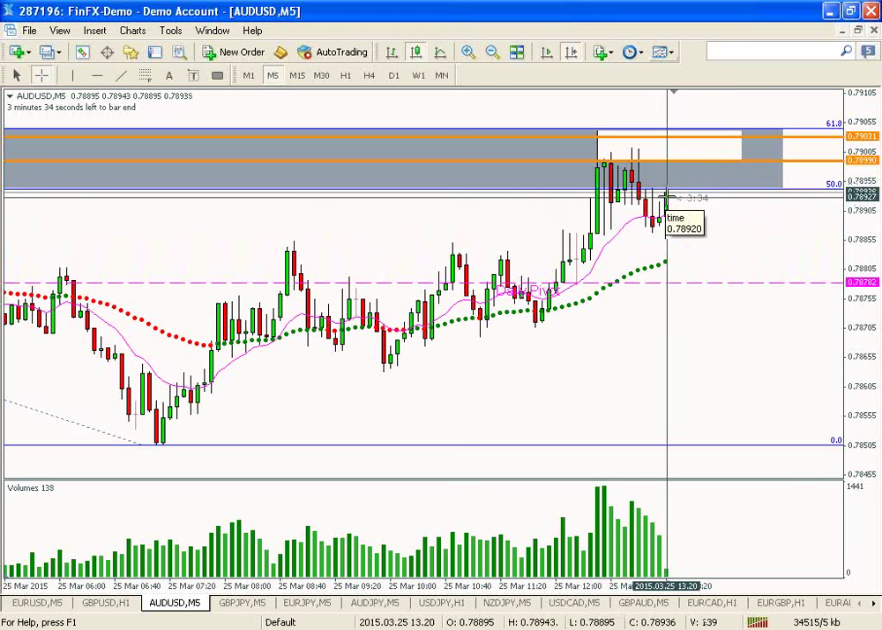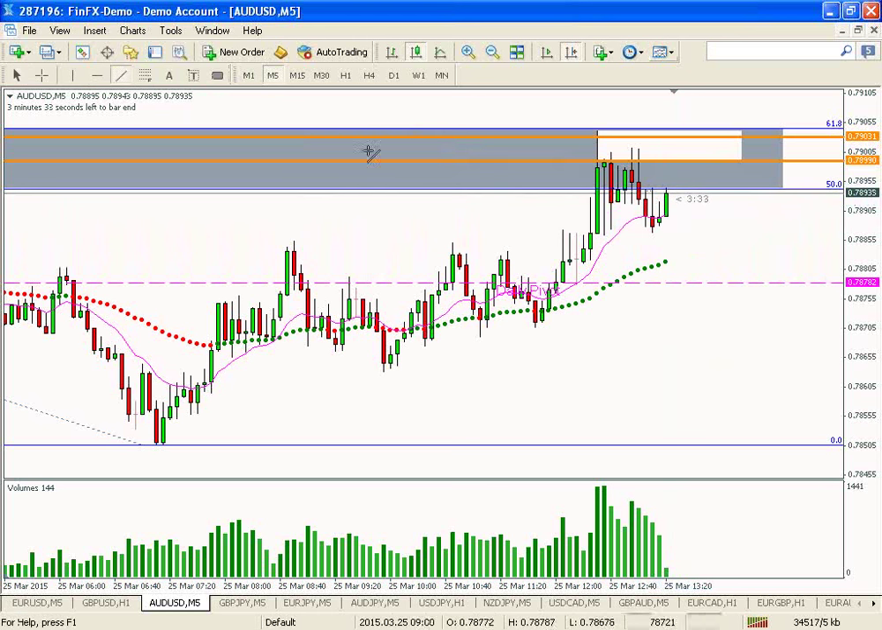Basically, it could show more lack of demand. Also, if you notice the little pattern in here, we'll call this area the automatic support for now.